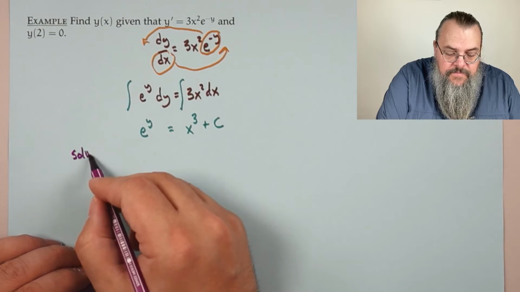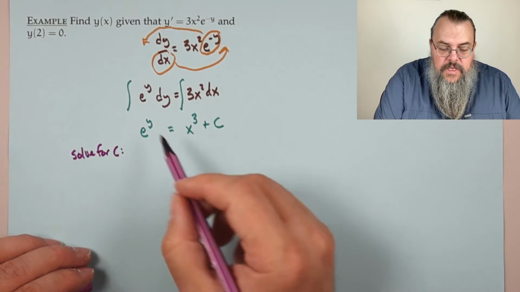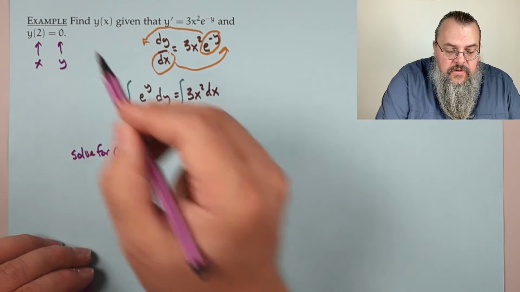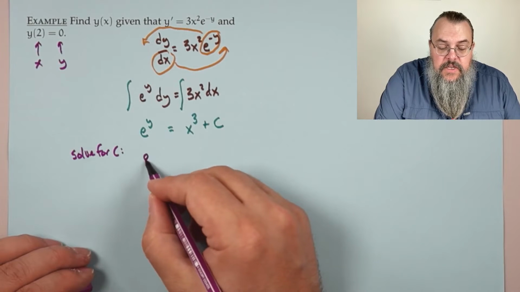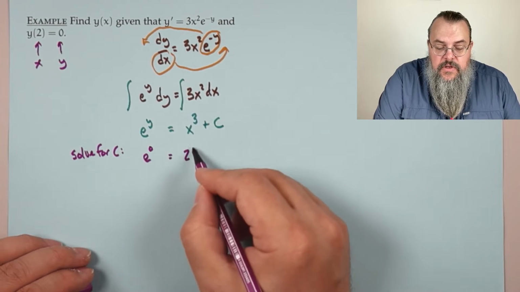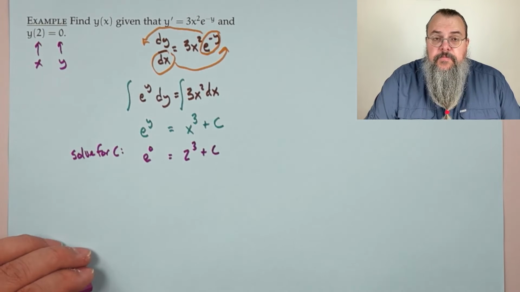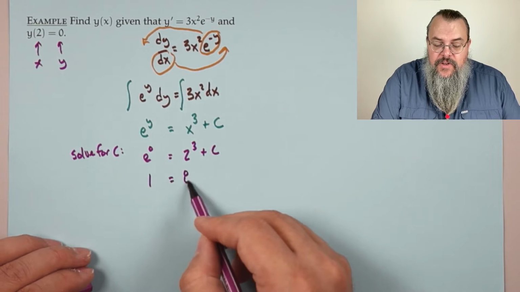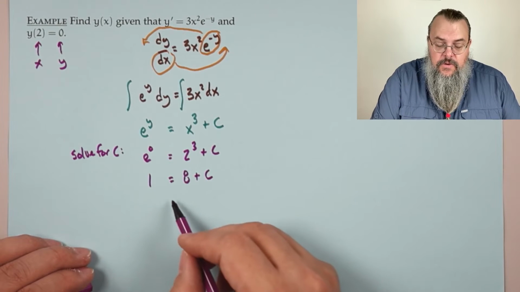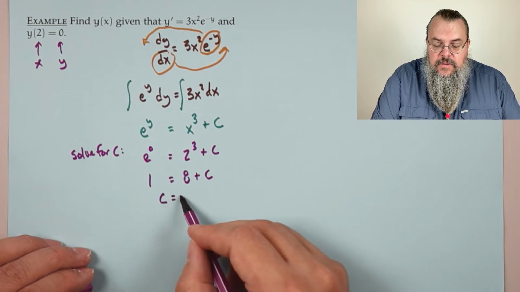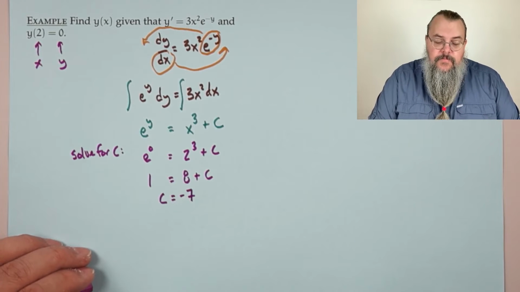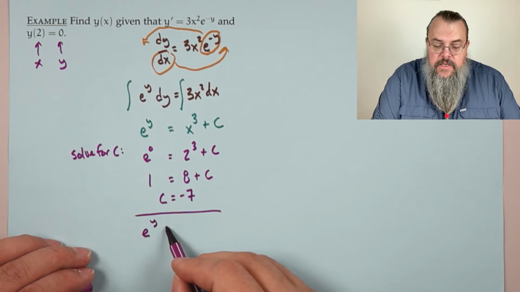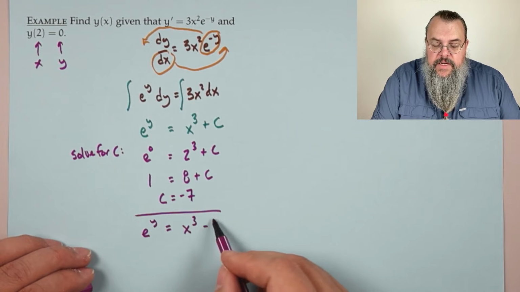All right, so here we go. Solve for c. We're going to get, so remember this is x, this is y. So we have e to the 0 is equal to 2 cubed plus c. Or e to the 0, also known as 1, is equal to 8 plus c. Or we can say that c is equal to -7. All right, so updating. We now have e to the y is x cubed minus 7.